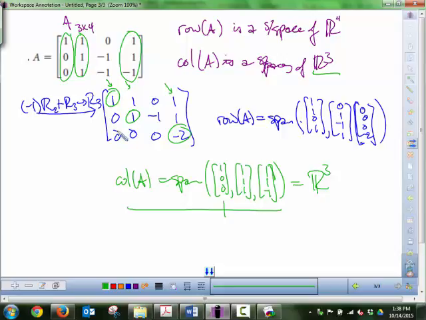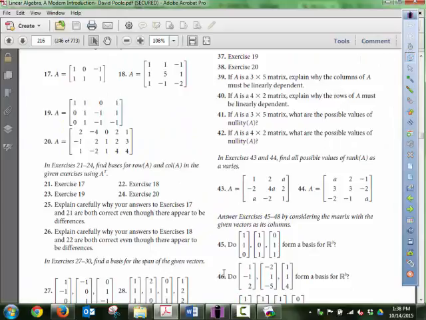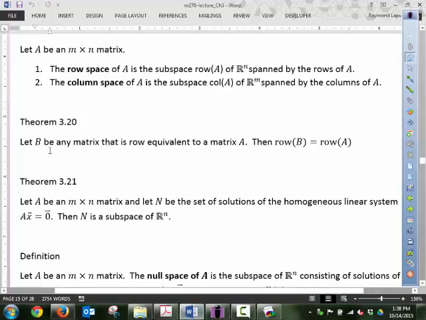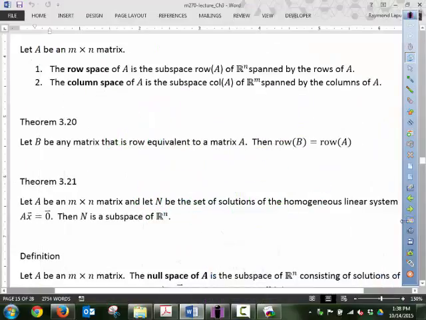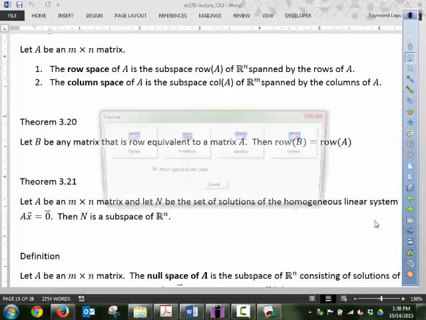So in fact, that's a theorem that's coming up right now. As long as you have two row equivalent matrices, the rows of A and the rows of B span the same thing. So it might not look exactly like what we've been talking about, but it is saying the same thing. This is theorem 3.20.